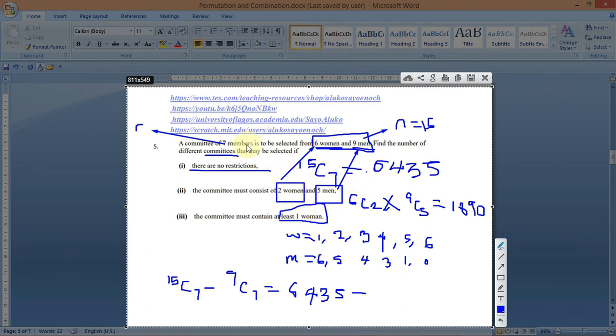If all members are men, then if you take all the men from the members, you'll be left with all the women. So guys, don't make that mistake, because I almost made it: we are not selecting 9 from 5 men. No, I want to take all the men out. So if all the members of the committee should be men, that will be 9 combination 7.